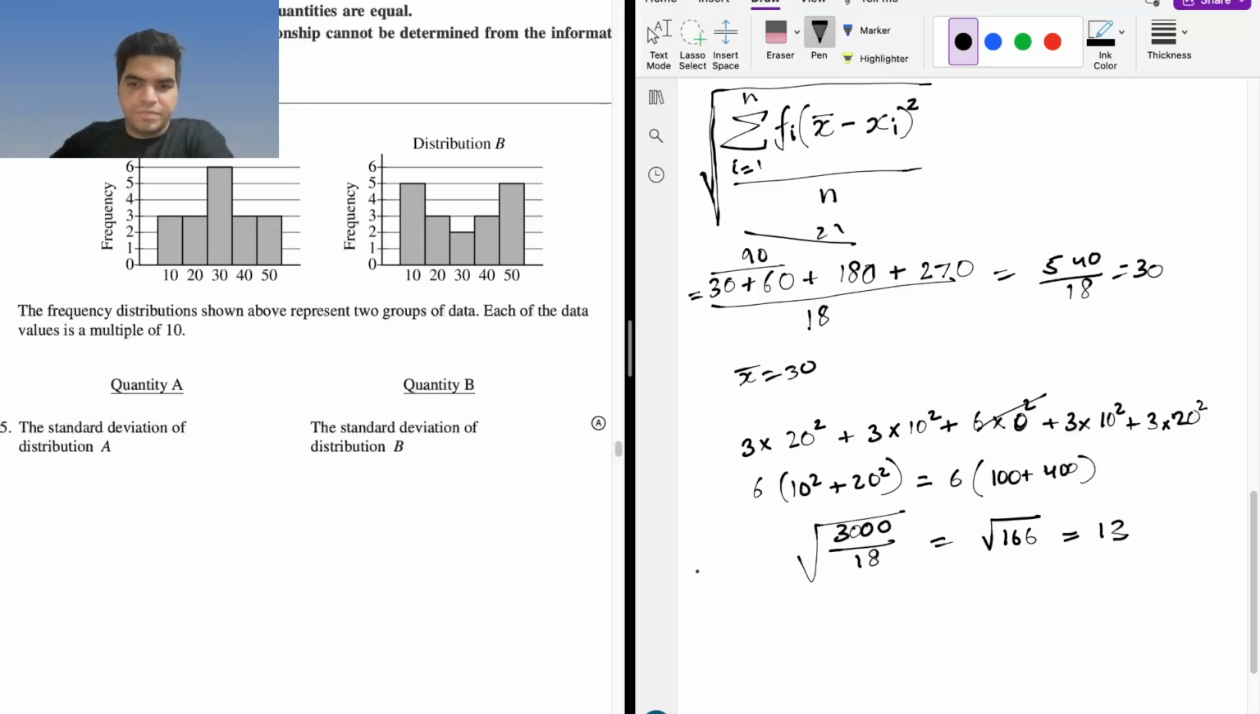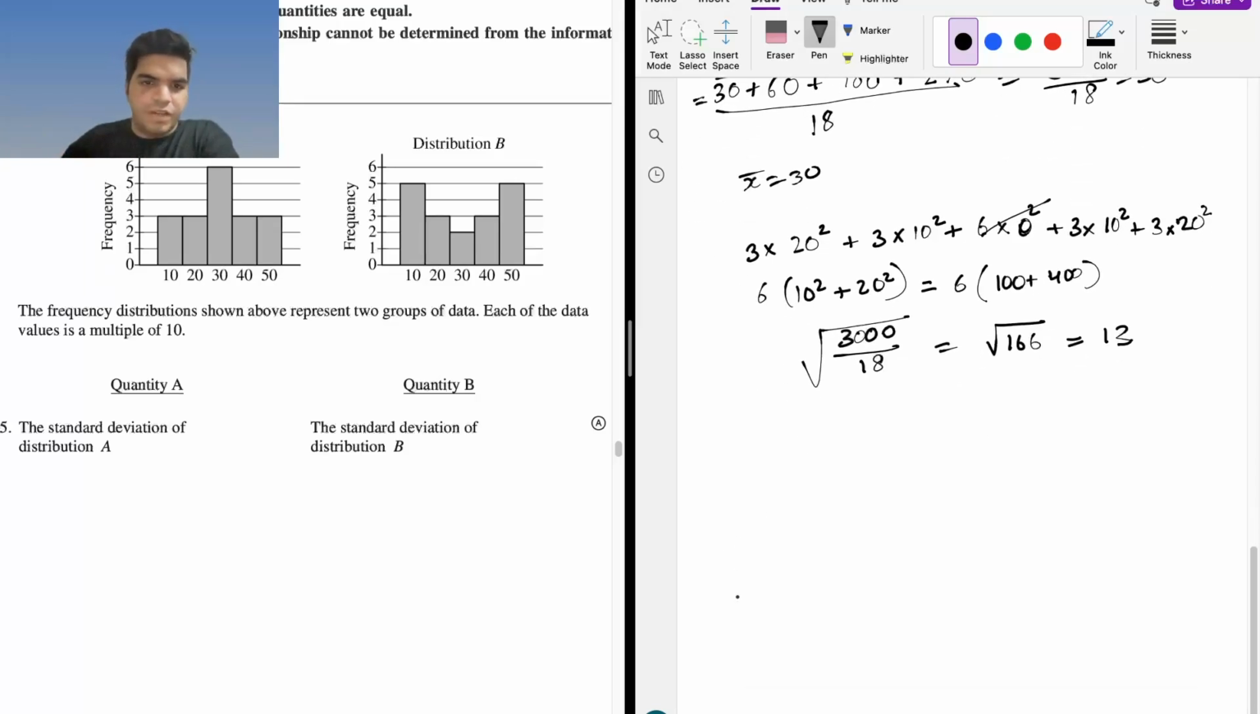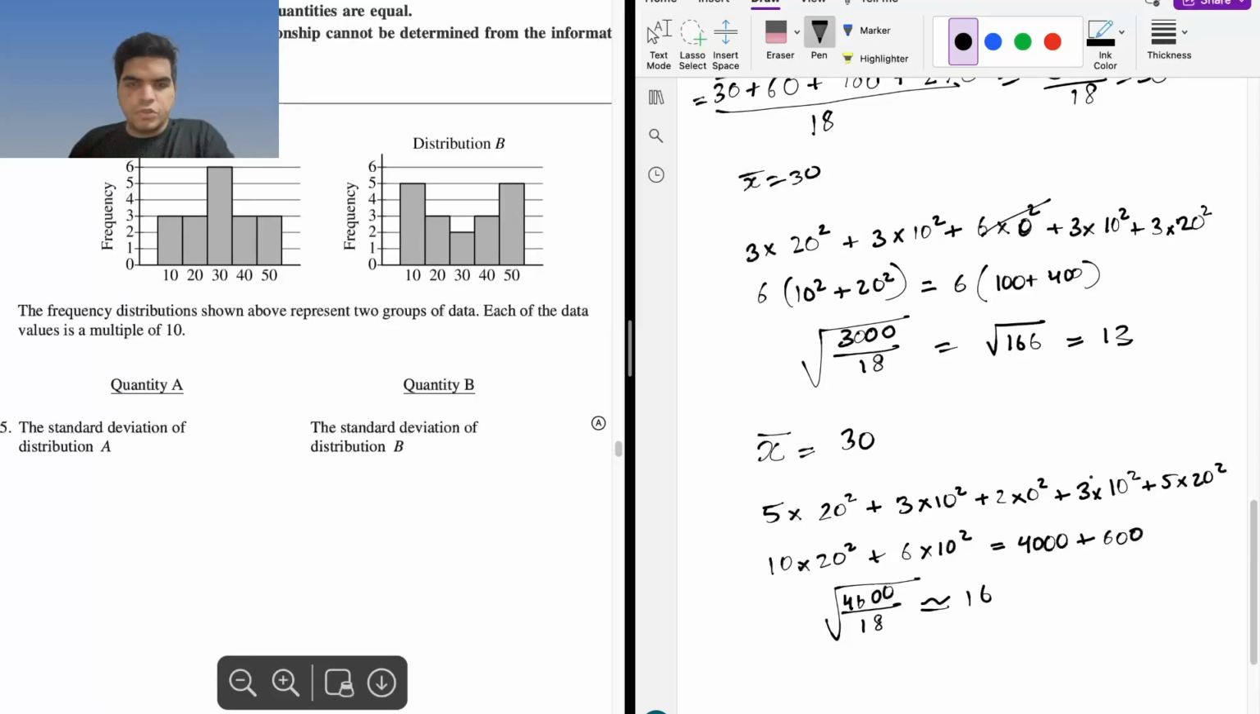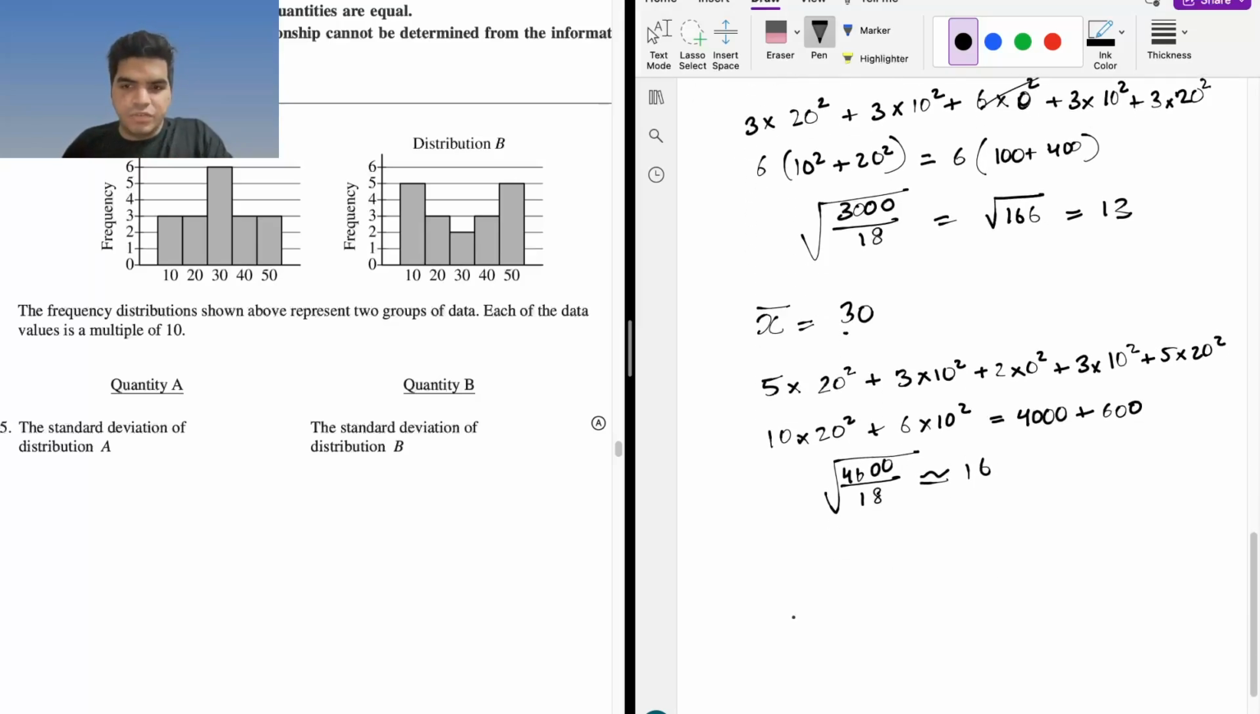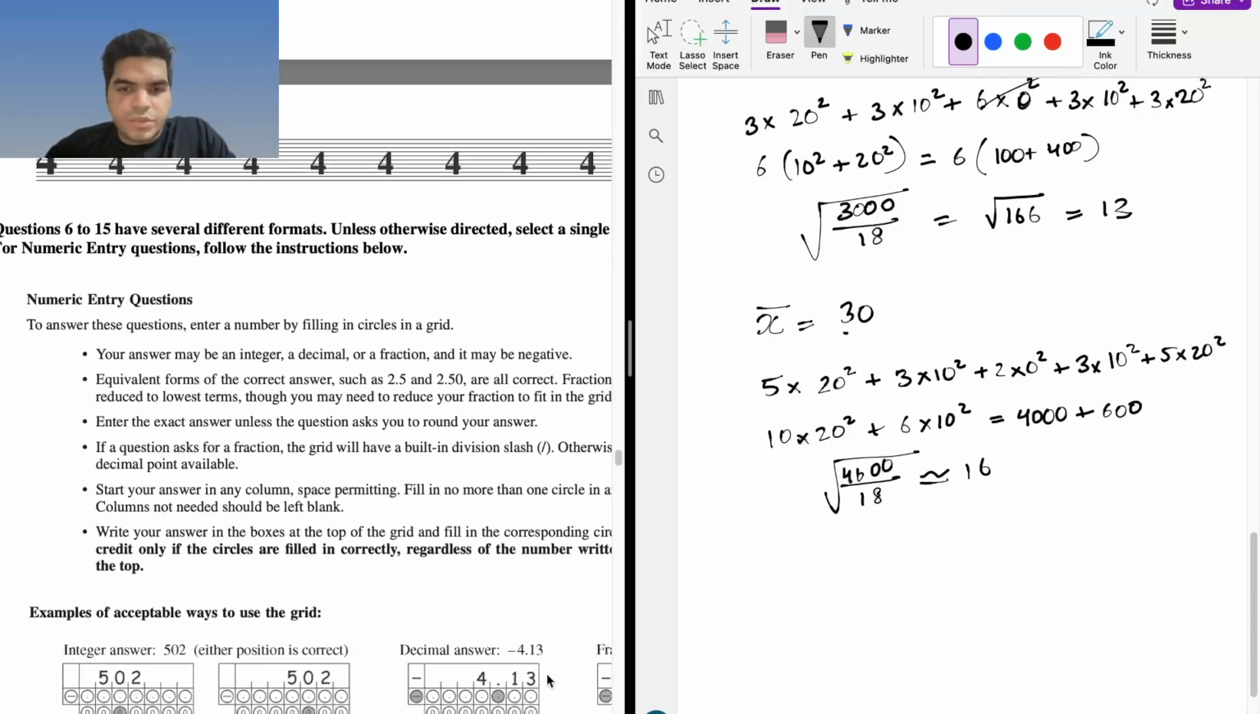Similarly, for the second part, I'll directly solve that and put the values. You can also solve it simultaneously. Pause the video and do that. So on solving, you get the mean value of the second distribution B also as 30. There are 18 values. So on solving, you get the spread, or basically the standard deviation, of 16. So that means quantity B is bigger than quantity A.